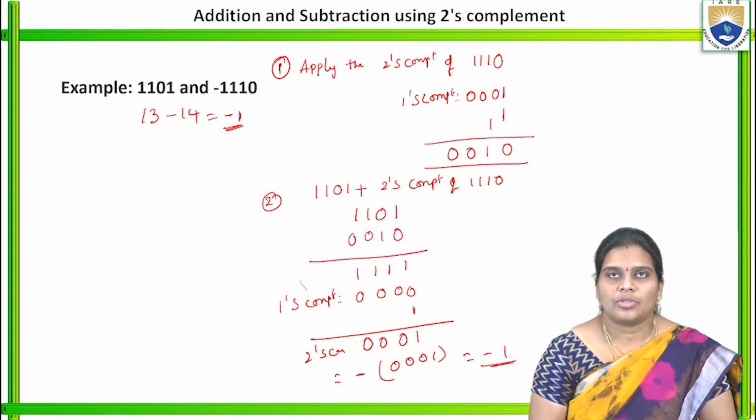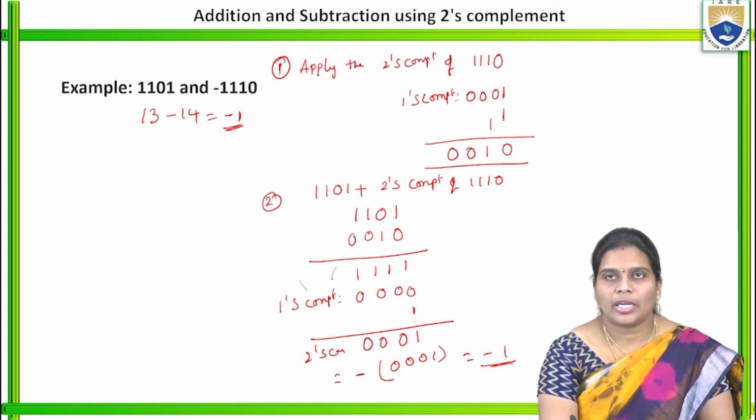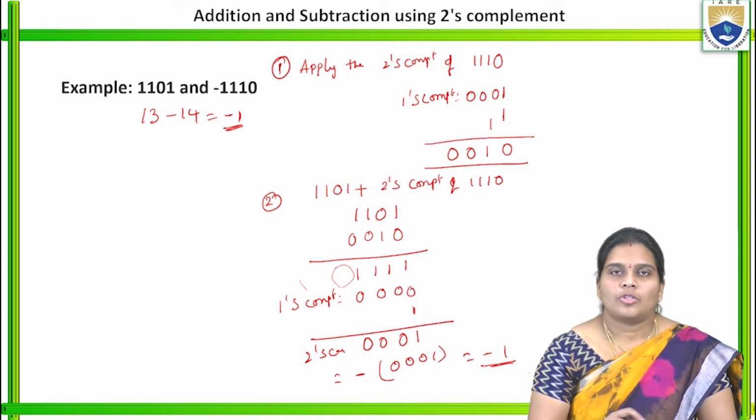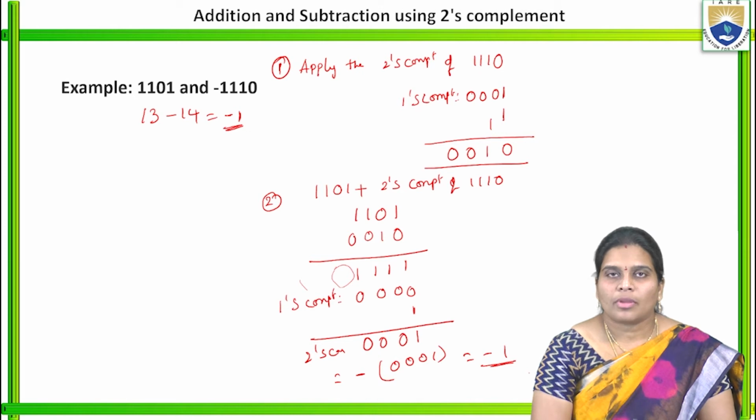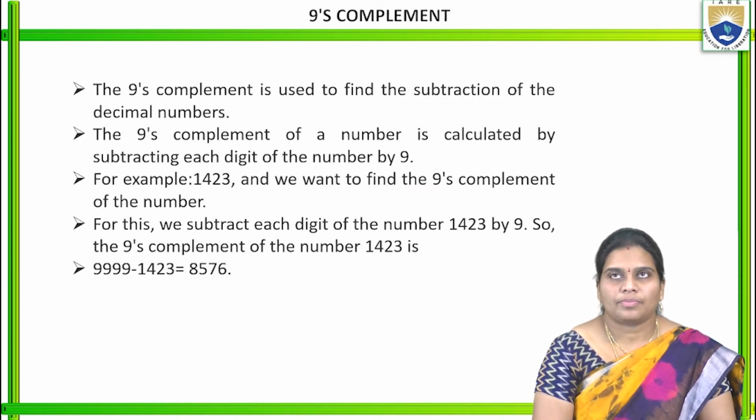Okay, this is the procedure for adding or subtracting a negative value, smaller number minus larger number. Here we are not having any carry. So again we apply the 2's complement of this resultant value, and we get the answer. So in the 2's complement, if you are having any carry, ignore that carry. This is the 2's complement addition and subtraction.